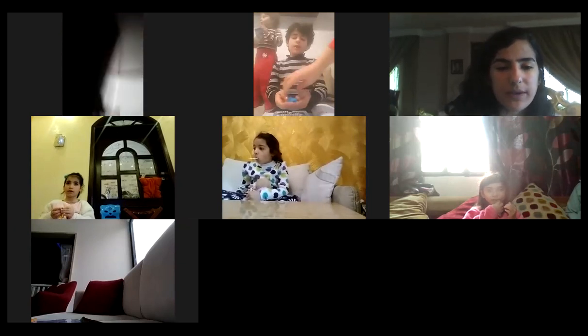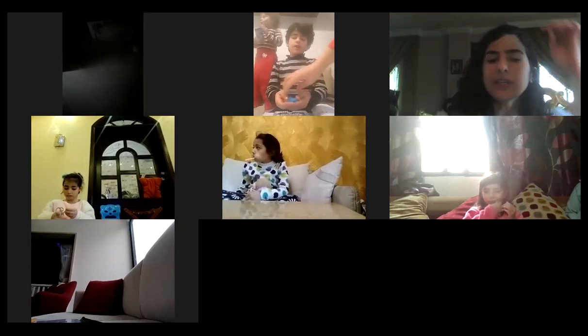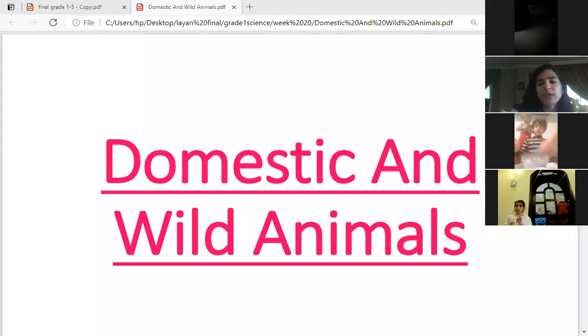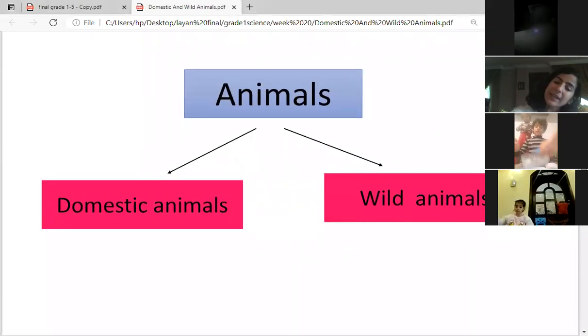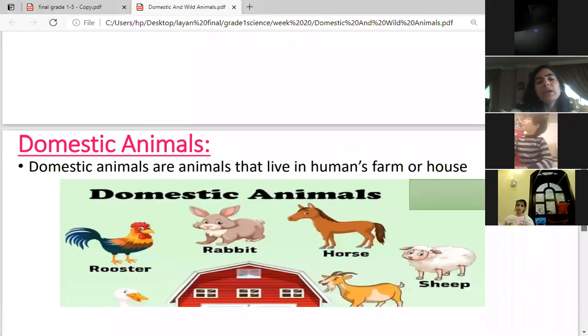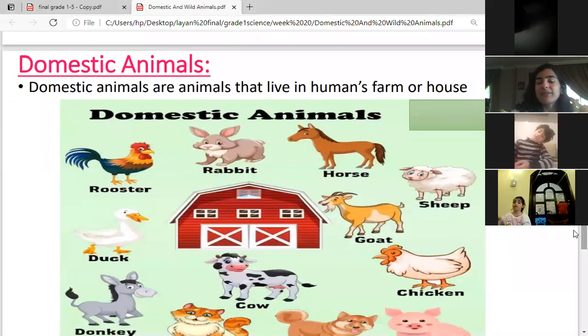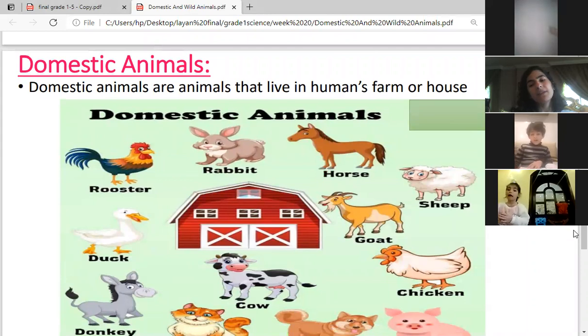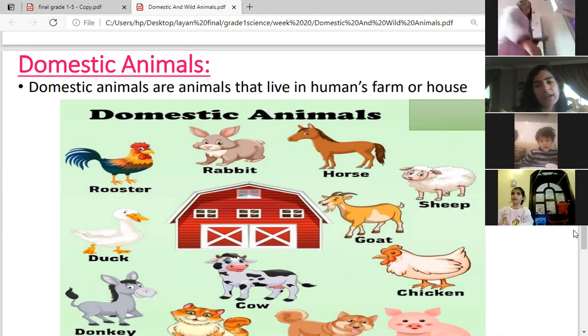Let us review these slides before we start exercise on the book. So domestic and wild animals. Animals can be domestic or wild. Domestic animals are animals that live in a human's farm or house. They can live in our house as pets, like dogs and cats, and they can live in the farm as a horse, a donkey, chicken, goat, sheep, etc. So these are called domestic because they can live with a human. We take care of them, they need us.